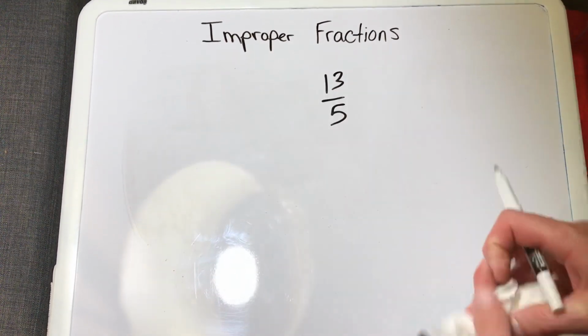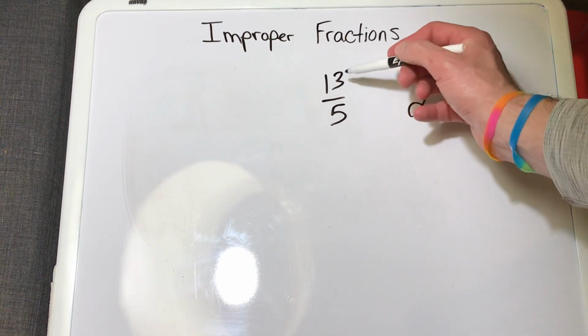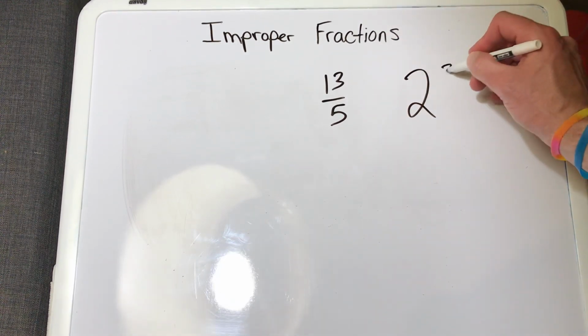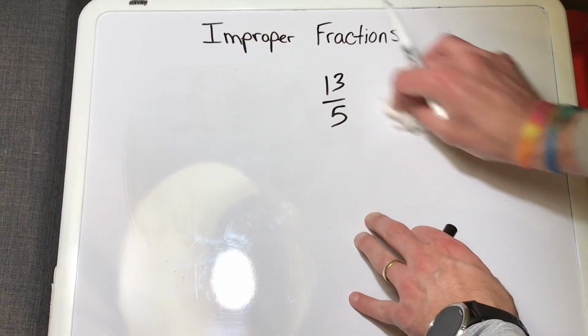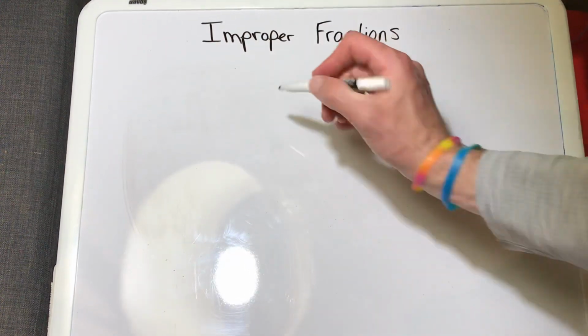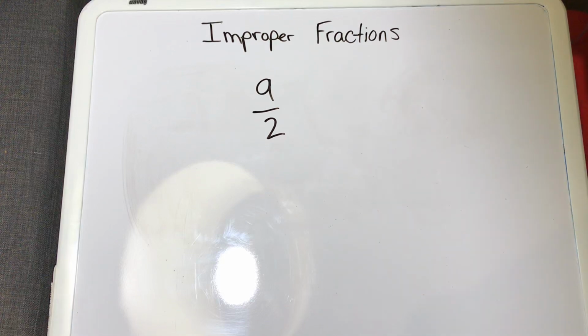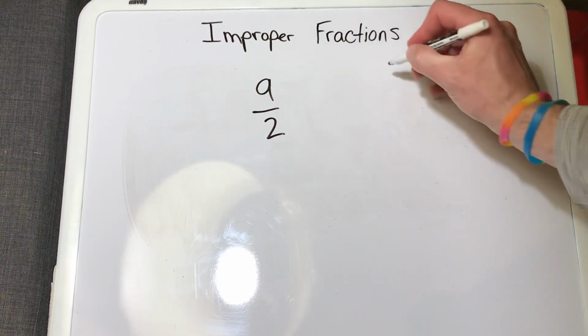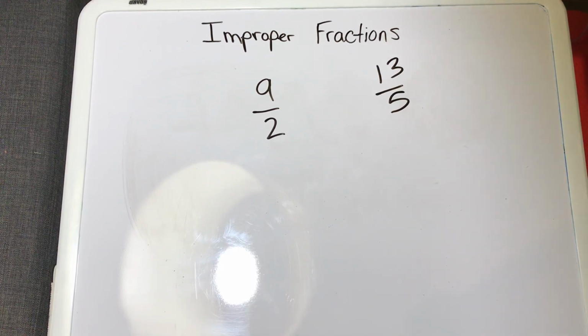Or I can look at this and say, well, 5 goes into 13 2 whole times. That would give me 10, and I'd have 3 left over. So 2 and 3/5. Now the last thing we need to be able to do is compare improper fractions. So let's go back to our 9/2 for a second. If someone comes to you and says, I have 9/2 of a chocolate bar, and someone else says, well, I've got 13/5 of a chocolate bar, we need to know which one's bigger and which one is more.